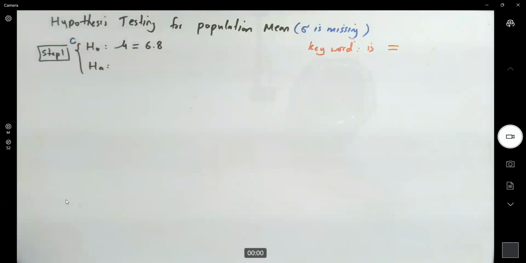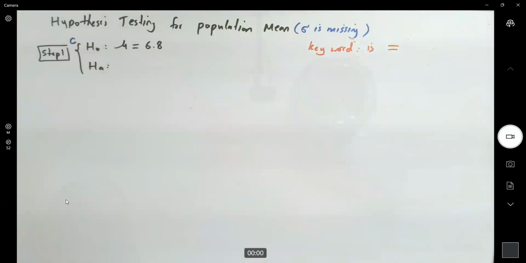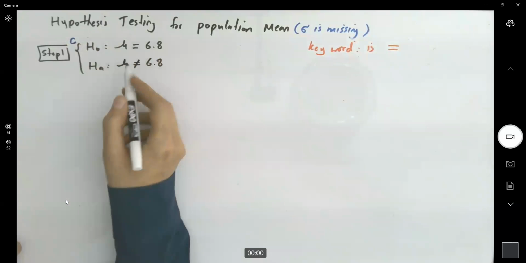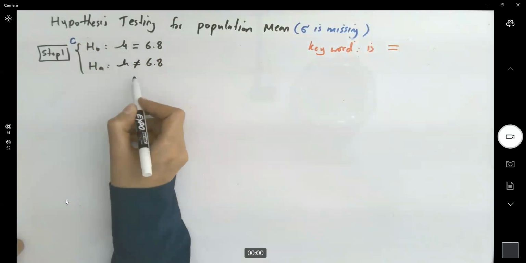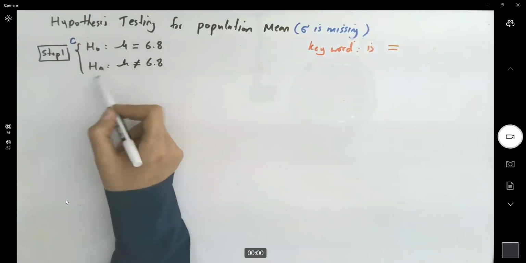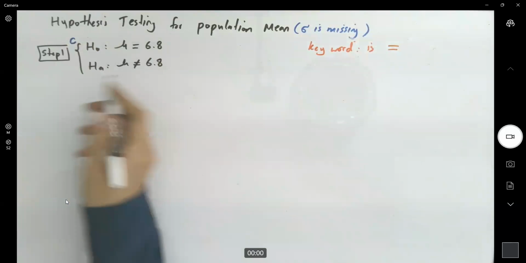Very good. So I have the null, and the alternative is going to be its opposite, its complement. Mu is not 6.8. It's either less than or larger than. We don't know which one. But the alternative hypothesis says it's not equal to.